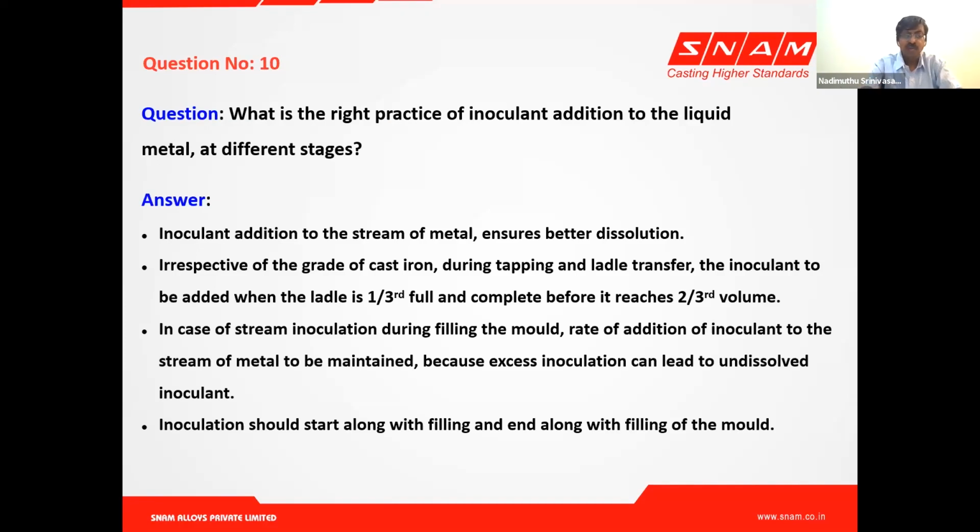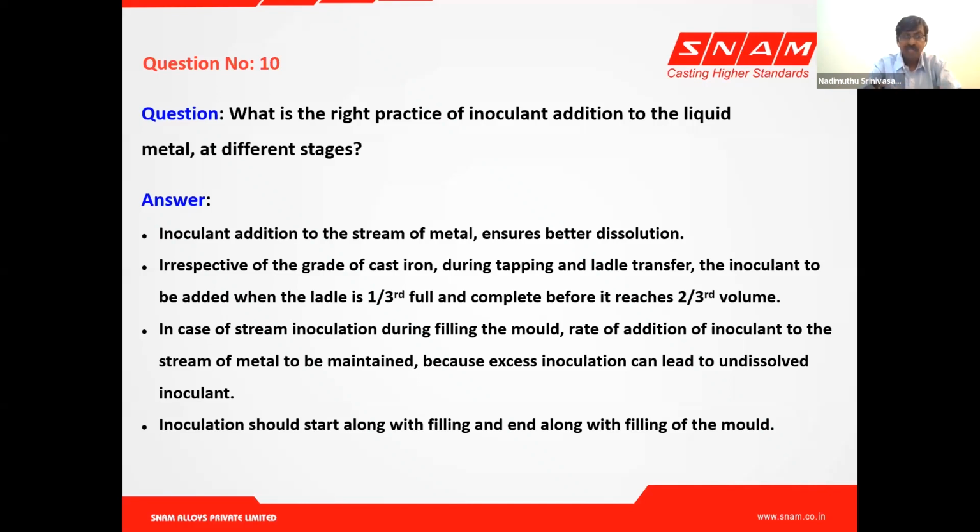But there are different foundry practices. A foundry which uses ladle transfer and pours from the ladle directly into the mold through a monorail will be transferring metal to the ladle, and it is during this time, the ladle transfer stage, that they add the inoculant. They will have to add it when the ladle is 1/3 full and complete before it is 2/3, and then you give that balance 1/3 for a complete dissolution of the inoculant into the metal.